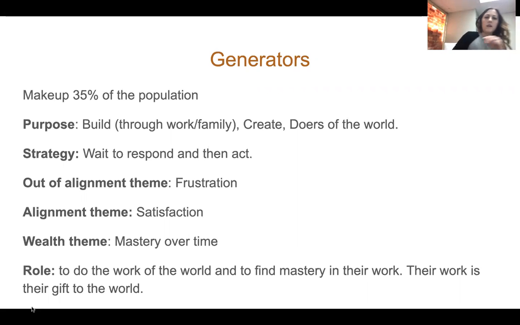Okay. So just wait, for a generator, to respond. And once their sacral says yes, they can act. It's that simple. Their out of alignment theme is frustration. So when they try to force things, or try to act before waiting to respond to something, they're going to experience frustration and a lot of resistance.